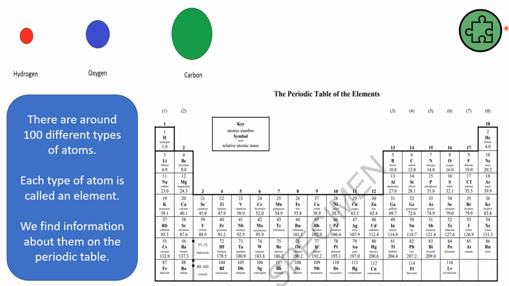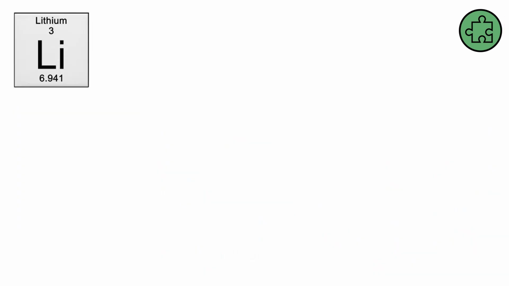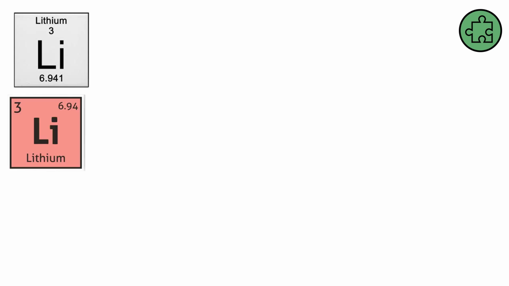Now, you'll have all seen the periodic table before, and you'll have probably noticed there are lots of different numbers on that periodic table. Today's lesson is about understanding those different numbers. So if we zoom into the periodic table, you will see lots of boxes like this. They might look like this, or they might look like this.